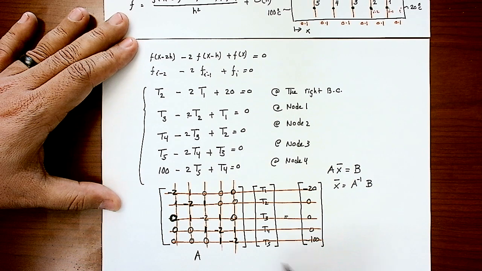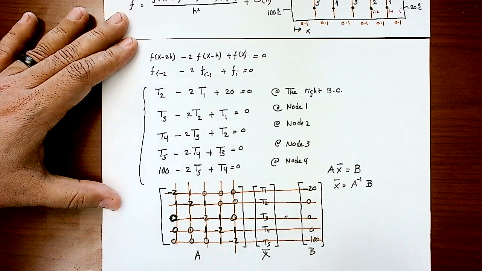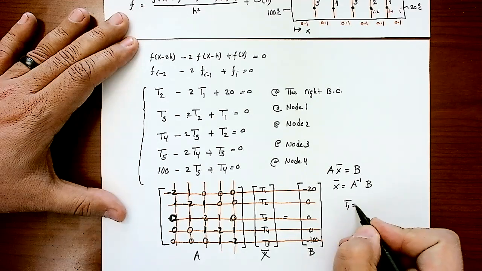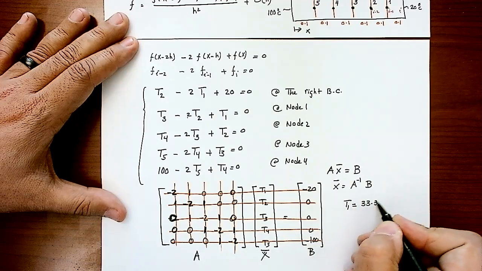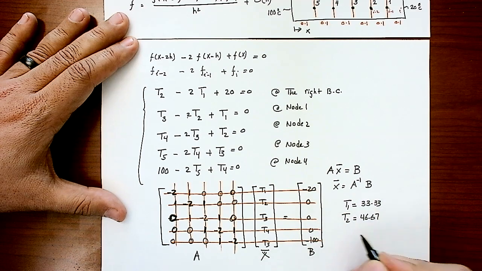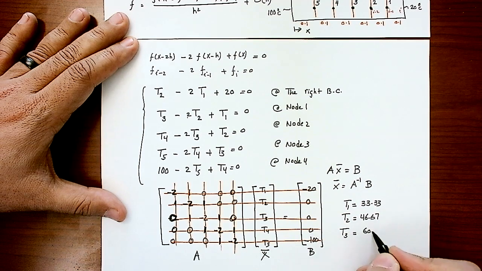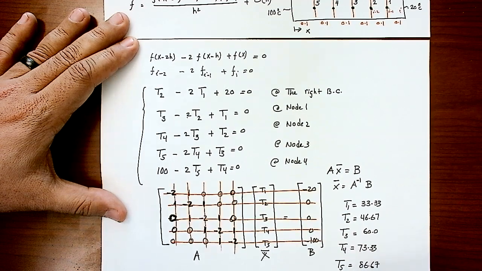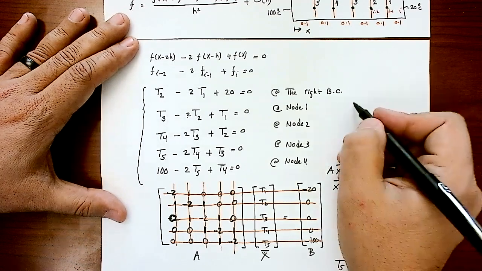This is your matrix A. This is your matrix X that you're looking for the values of, and this is your matrix B. Set up the matrix in MATLAB, then you solve. I got the following results. T1 is equal to 33.33, T2 is 46.67, T3 is 60 degrees, T4 is 73.33, and T5 is equal to 86.67.